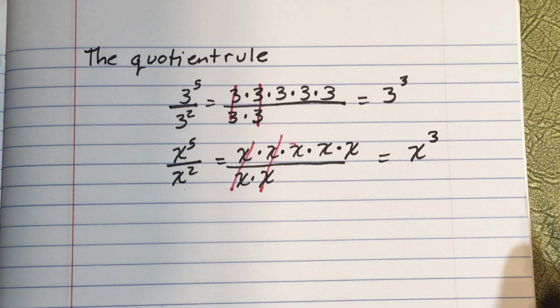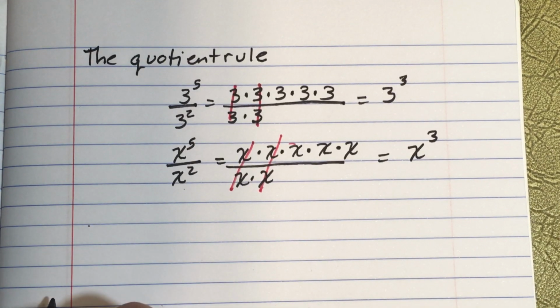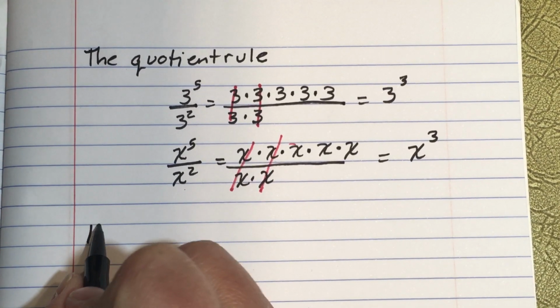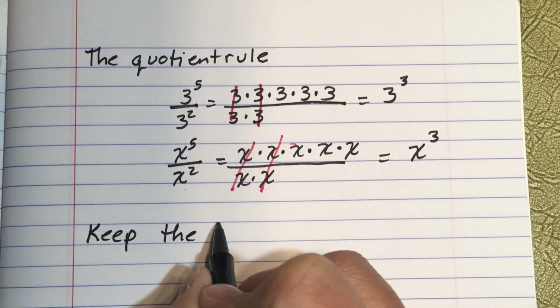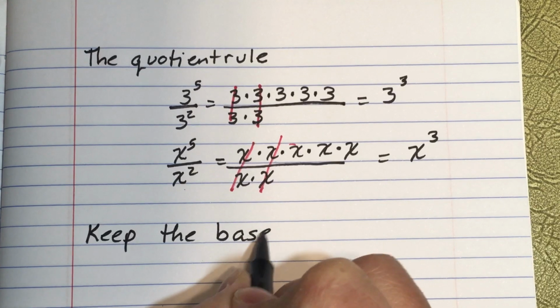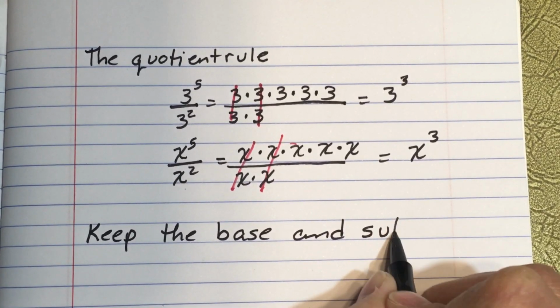Now the quotient rule says that I can keep the base and just subtract the exponents. So I'm going to keep the base and subtract the exponents.